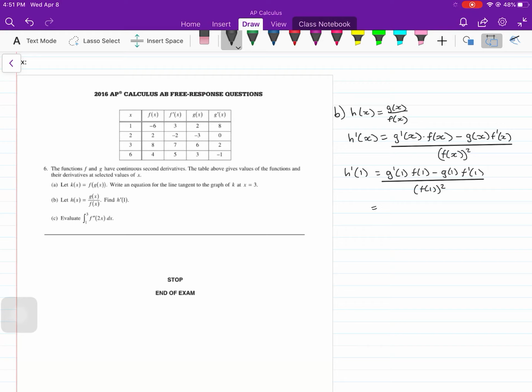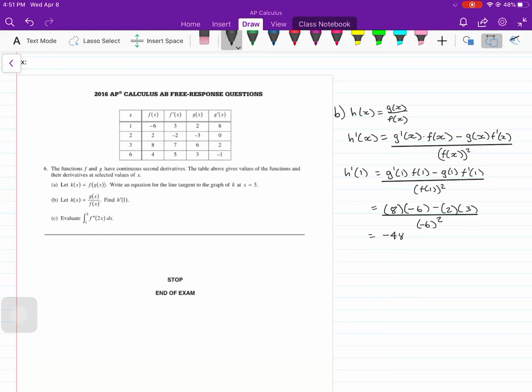And then g prime of 1, let's look at our table. So g prime of 1 is 0. F of 1, which really doesn't matter at this point because it's going to, oh wait, I looked at g prime of 2, never mind. G prime of 1 is 8. I need to be careful there. F of 1 is negative 6, minus g of 1 is 2, times f prime of 1 is 3, all over, and man, my fraction signs are bad, f of 1, which is negative 6, squared.